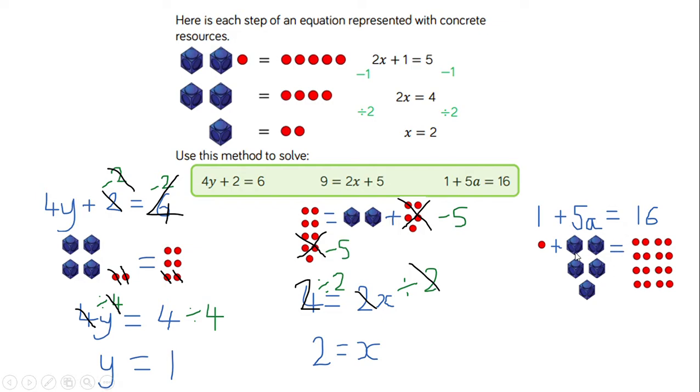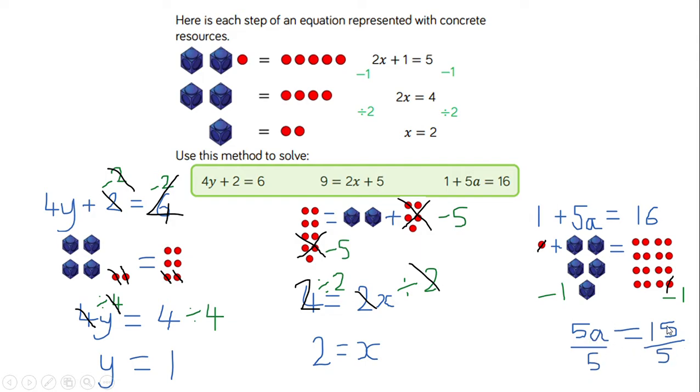Okay, I want to get, first step, I want to get the a bit on its own. So I'm going to get rid of this counter. I'm going to subtract 1 from each side. Okay, that's going to cancel the ones out completely on this side, and I'm just going to take 1 away that side, and that's going to leave me with 5a equals 15. Ignore that bottom bit for the minute, sorry.